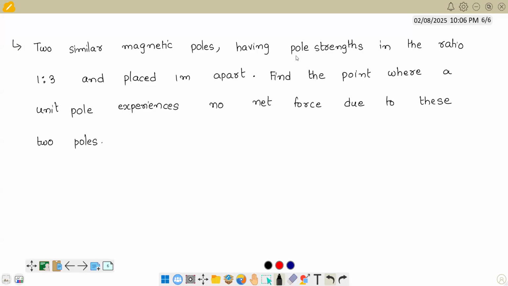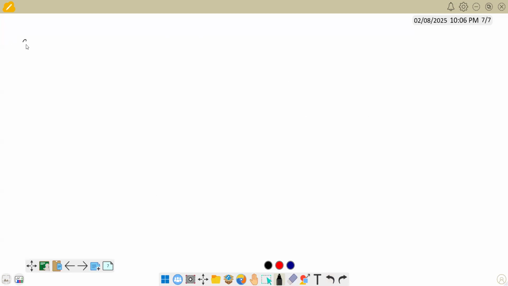Two similar magnetic poles having pole strengths in the ratio 1:3 are placed 1 meter apart. Find the point where a unit pole experiences no net force due to these two poles. So here, two poles are given and their pole strengths are in the ratio of 1:3. If we assume one of them as m, the other one would be 3m, where m is a constant.